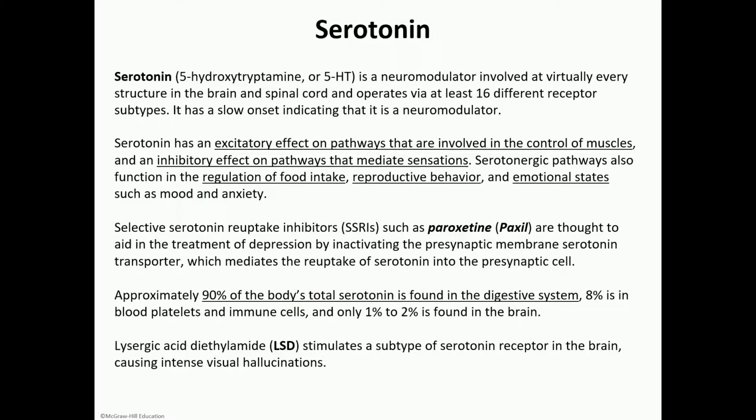Now, next on our list is serotonin. Serotonin is also known as 5-hydroxytryptamine. It is a neuromodulator, which means that its effect is going to be a lot slower. It takes its time to produce an effect. And it is found pretty much in every single neuron in the brain and spinal cord. And it has tons of different receptors, and we're not going to worry about those receptors, except maybe for the name of them if it comes up.